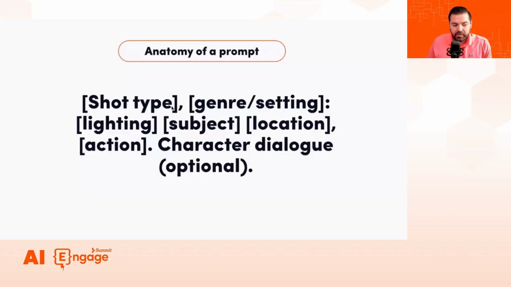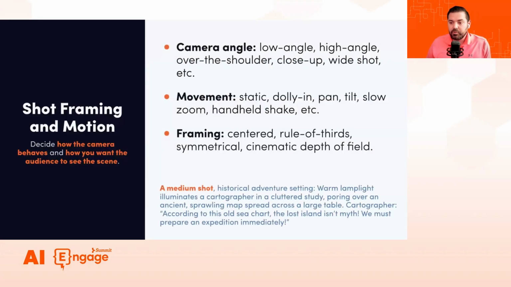You start thinking about this in different components that describe the scene. Think of yourself as a director, describing all the different things that are happening in the scene. The first thing is the shot type. You provide the genre or the setting. There's the lighting, what the subject is, the location, and then what the action is. And then if there's any character dialogue after that. Let's break those down specifically, and look at what that means.